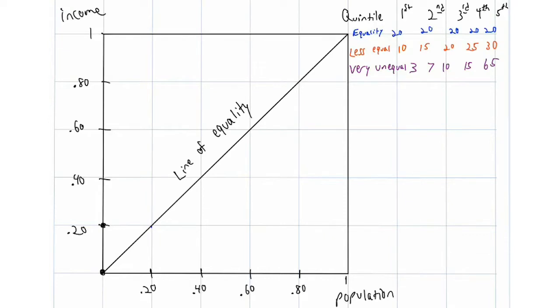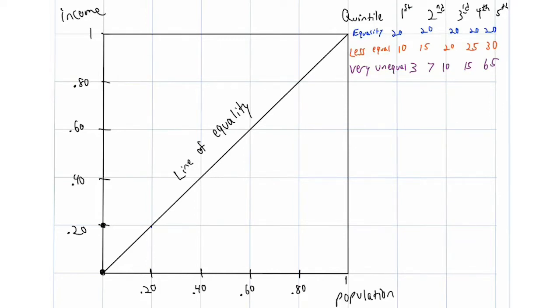I have income here broken up into quintiles for equality, where everybody has the same amount of income. See, each quintile has 20% of the income. Or we have a less equal situation and a very unequal situation. I'm going to draw them all out on the graph and calculate the Gini coefficient for all of them.